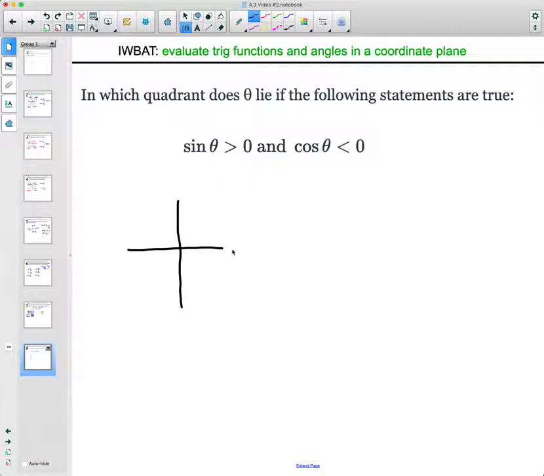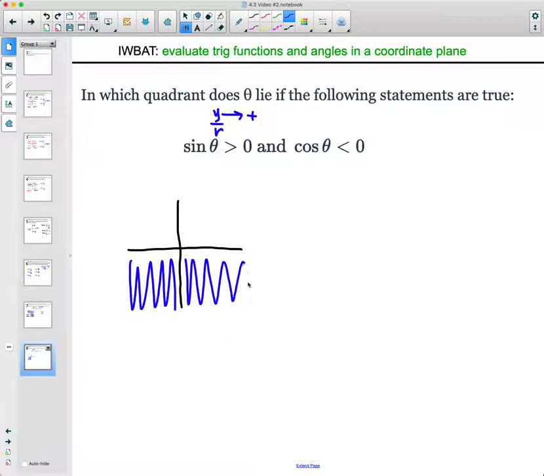How about when sine is greater than 0? Again, sine is y over r, so this is when the y is positive. So sine is positive when y is positive, and that's in the first and second. So sine is negative here and negative here, so that wouldn't work. And then cosine is less than 0. Cosine is x over r. So cosine is negative when the x is negative.